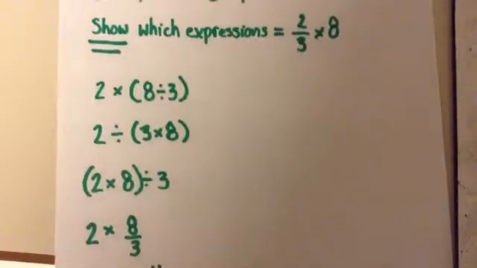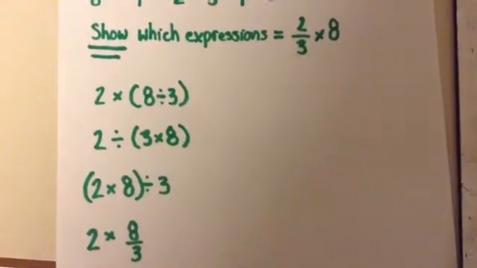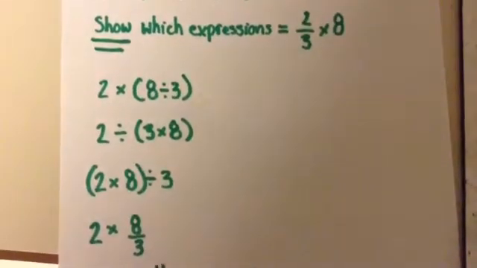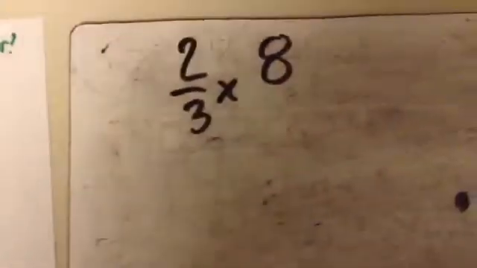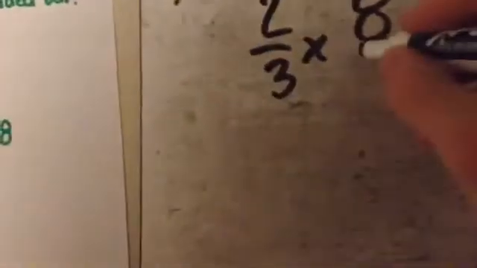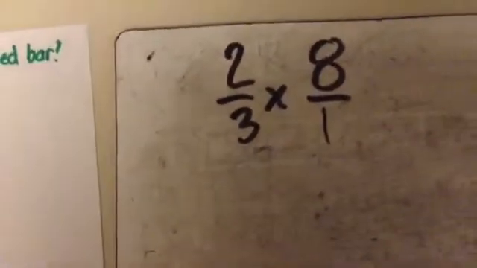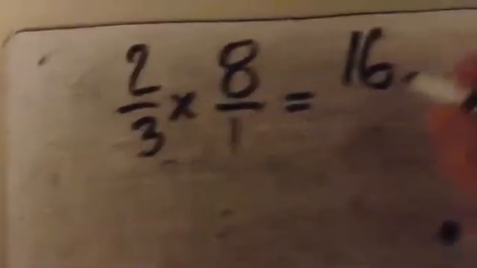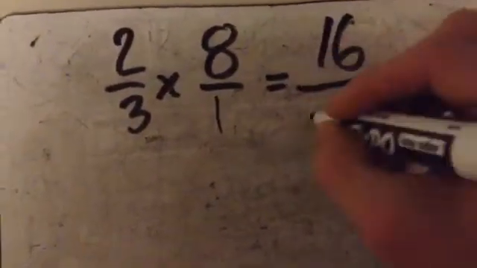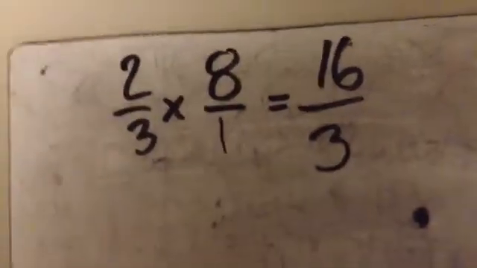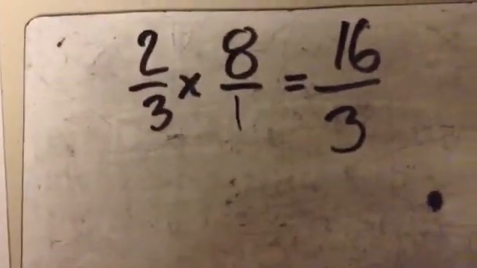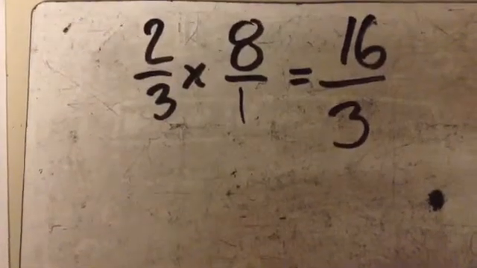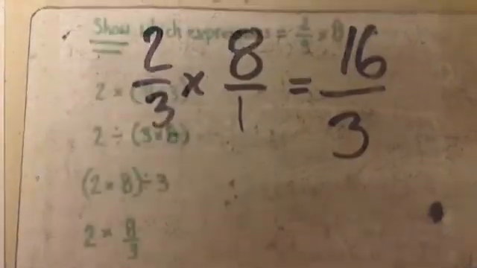Alright, next question says, show which expressions equal 2/3 times 8. In order to figure this out, we first need to figure out what 2/3 times 8 is, which we know, put 8 over 1. There's nothing I could cross cancel. When I do the multiplication, I get 16 over 3. There's no need to turn this into a mixed number. I would keep it 16 over 3. And you'll see why in a second.